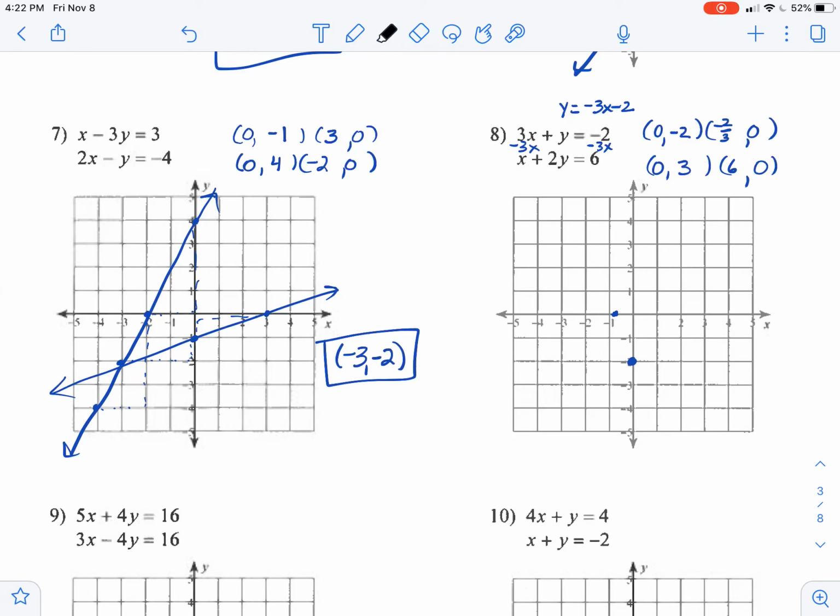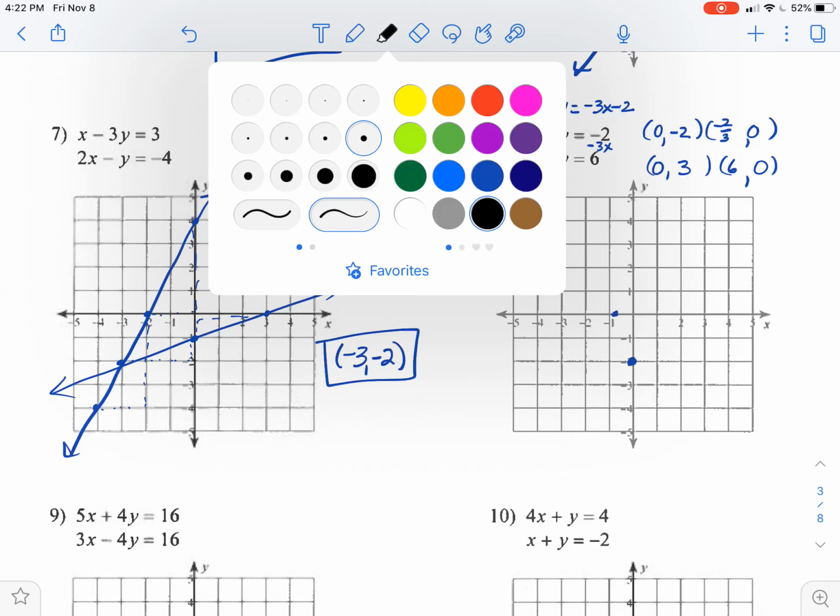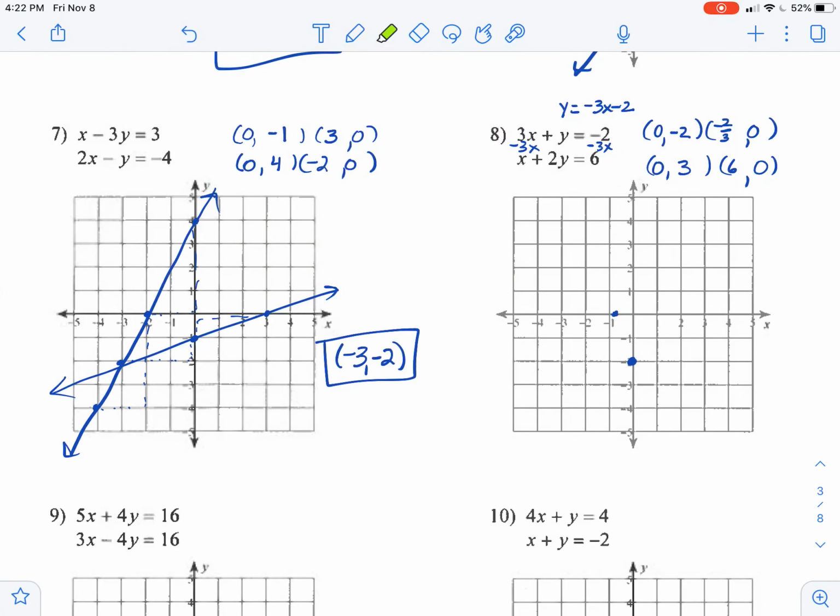But if I look up here again and I want to do my slope, if that makes you feel better, I could have come from this point and gone up 3 and right 1, and then that would have given me also. Okay, so either way, I've got 0, 3, that is my other point, and 6, 0. So that is going to throw me off my graph.